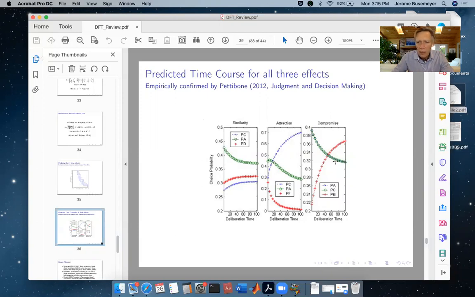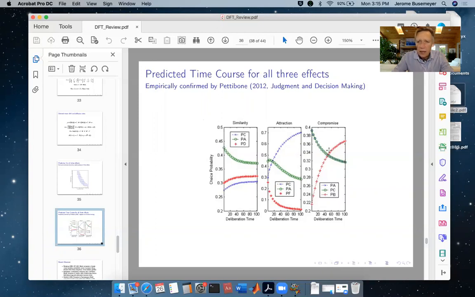Then here we have the compromise effect. So this red option is like your Honda. It's your compromise option. The green option, and you can't see the blue, they're in here. That's like the BMW and the Ford. So these are the two extreme options. Now let's say in a binary choice, they're all equally chosen.